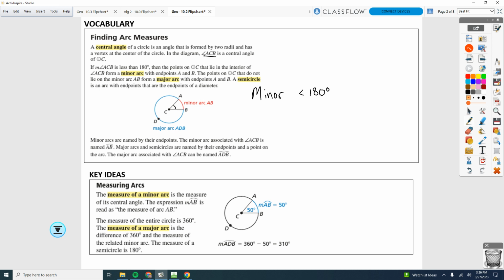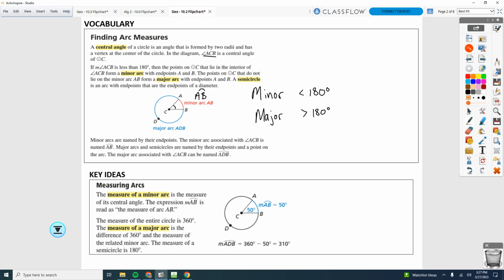And then a major arc is the other piece of the circle, which is formed by the outside of that minor arc. So let's summarize that: major is greater than 180 degrees. When we name that, we use three letters to represent it. This is minor arc AB. We would say this is AB, and then we have this little arc over top of it. That's how we would name that one.